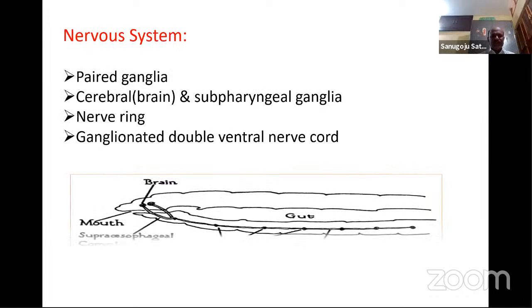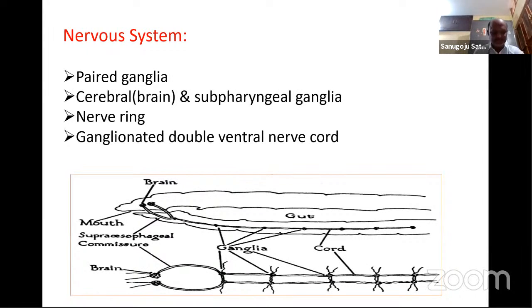Nervous system. After excretion is completed, we have to go for another system, the nervous system. It plays a vital role in earthworms and all annelids. We are taking earthworm as an example here, for the type study of earthworm. The earthworm's scientific name is Pheretima posthuma. One more example is Megascolex mauritii. In Megascolex mauritii and Pheretima posthuma, paired ganglia are present.